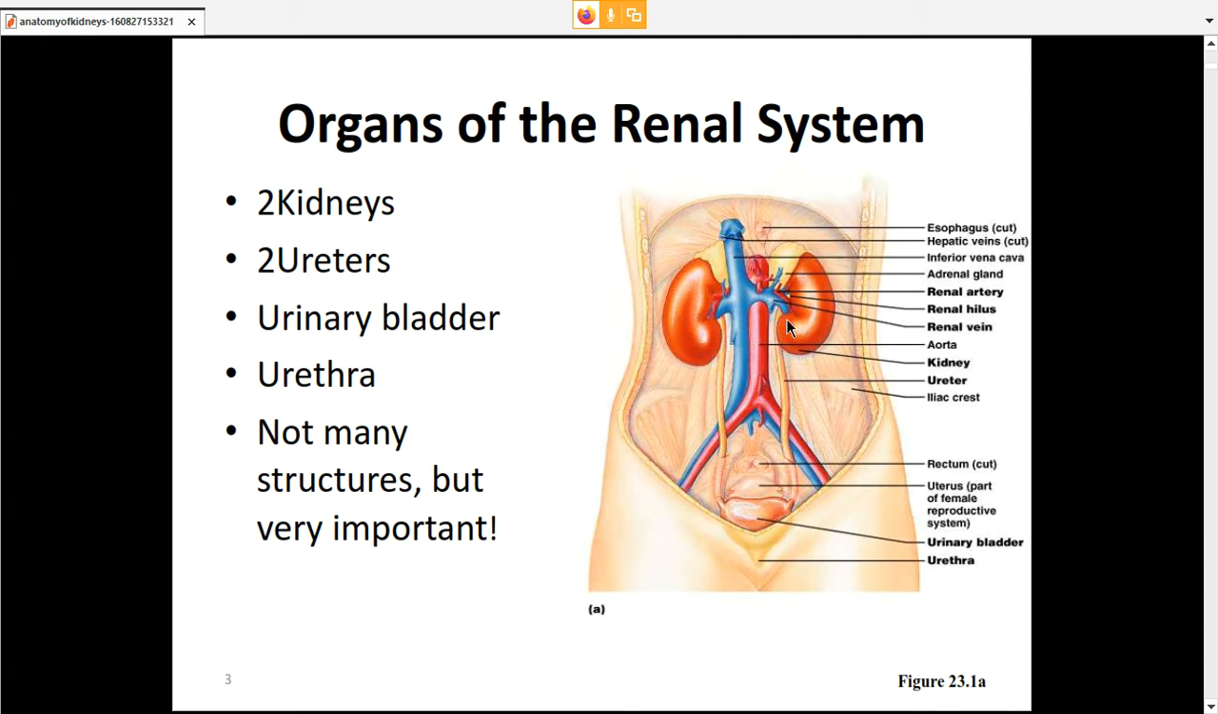So you can identify the kidneys, a pair of kidneys, right and left. From the kidneys you can identify the right and left ureters. Then these ureters open into the urinary bladder. From this urinary bladder, the urine comes outside through the urethra. So these are the main important organs which we can identify in the renal system.